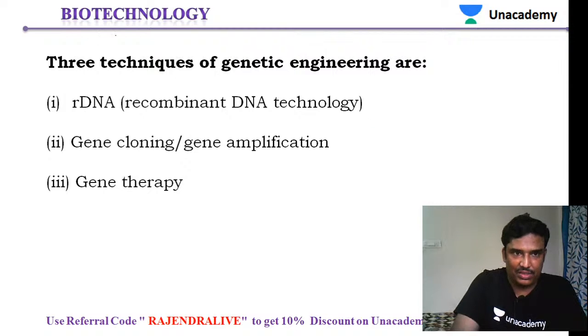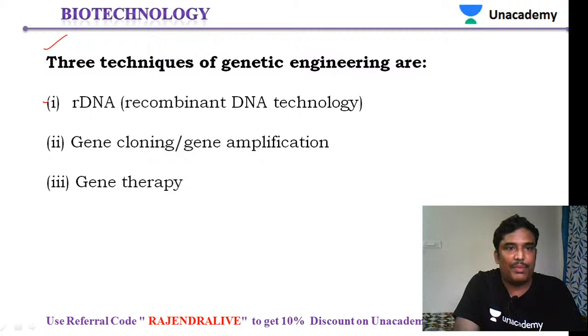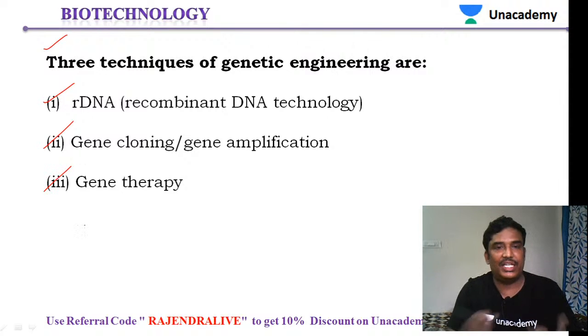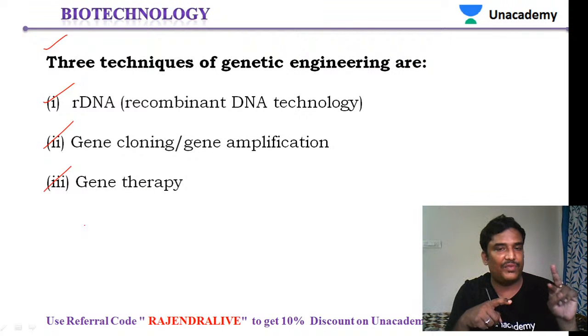Okay, next. Three techniques of genetic engineering. There are three different types of techniques of genetic engineering. The first one is called recombinant DNA technology. The second one is called gene cloning. The third one is called gene therapy. Just now we were discussing the same thing.